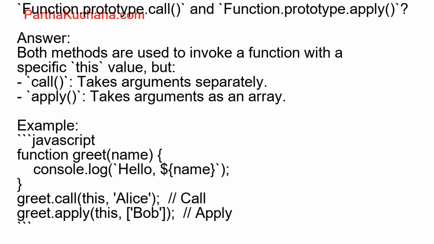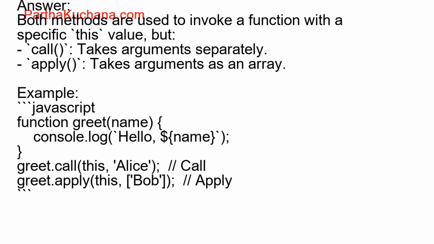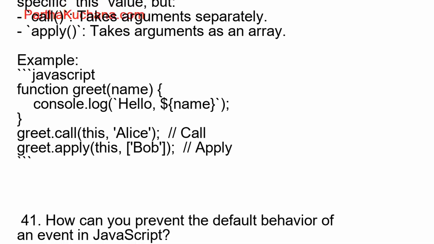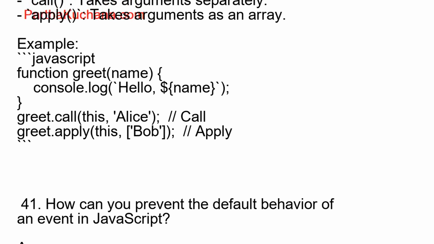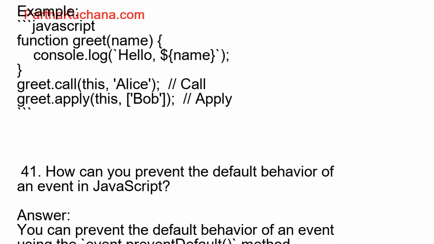43. What is the event loop in JavaScript? Answer. The event loop is a mechanism in JavaScript that handles asynchronous operations. It continuously checks the message queue and the call stack, executing queued events and callbacks when the call stack is empty.